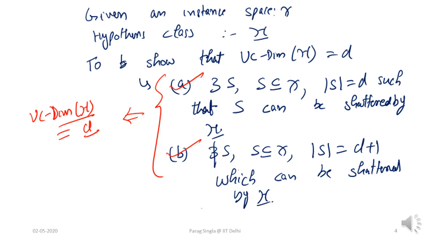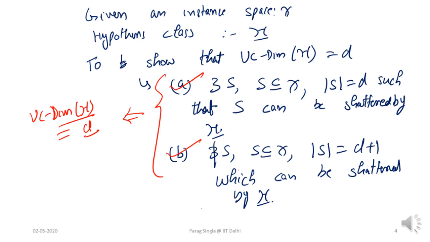But in general, to be able to show that the VC dimension of a hypothesis class H for an instance space X is D, we have to be able to show two things. First, that there is a set S of size D, which is a subset of the instance space, such that S can be shattered. So there has to be some set of size D which can be shattered. This is the first condition, and typically this is not very difficult to prove, because we have to find some set of that size which can be shattered.